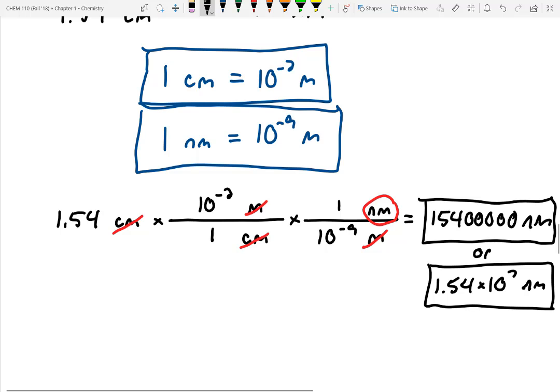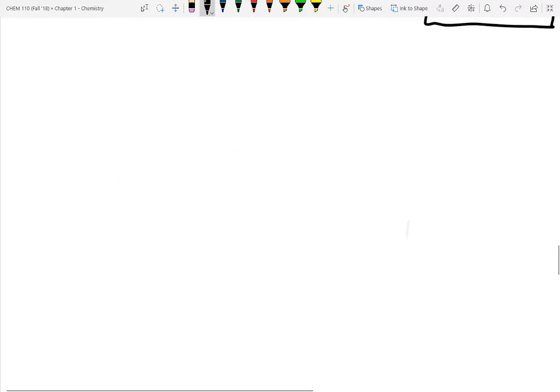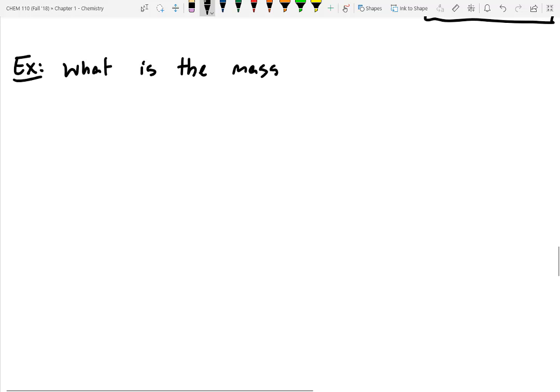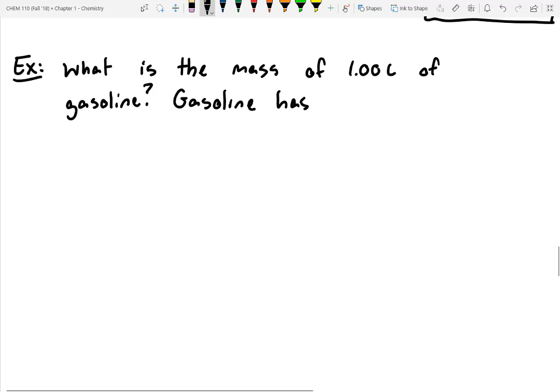All right, let's do a few other tricky ones. And then we'll finish up with the challenge one before we head out. All right, this one's going to be a word problem. What is the mass of 1.00 liters of gasoline? And then I'll tell you that gasoline has a specific density of 0.703.